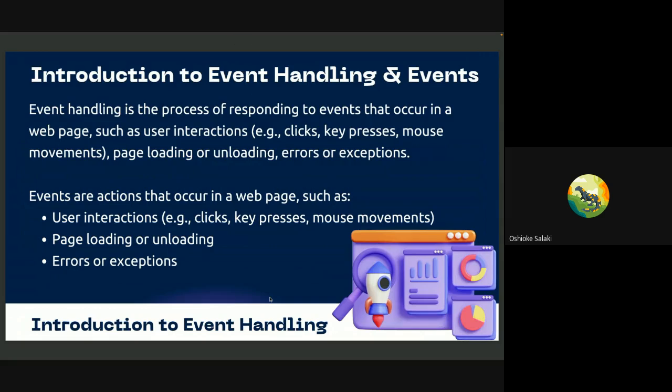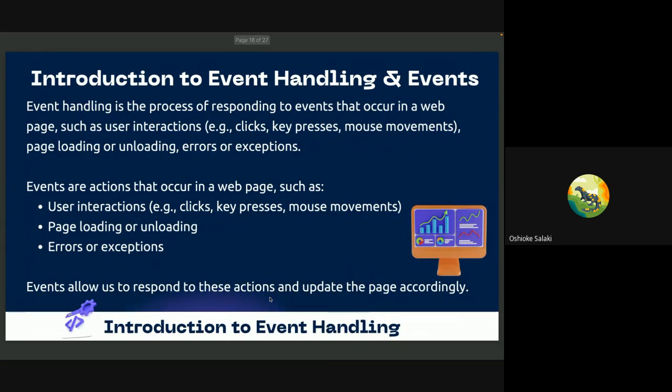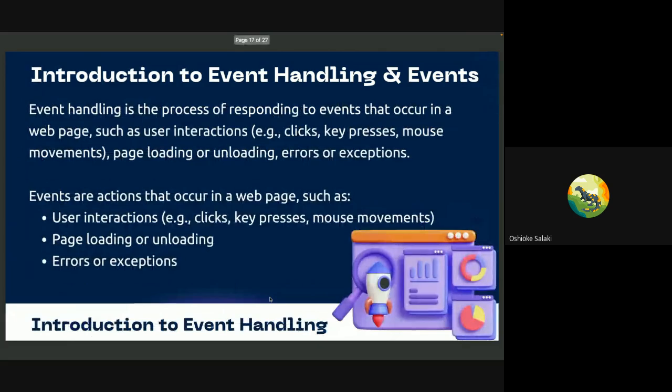The next thing we're going to be looking at is event handling and events. What is event handling? Event handling is the process of responding to events that occur in a web page, such as user interactions like clicks, key presses, mouse movements, page loading or page unloading, errors or exceptions. So events are actions that occur on a web page, such as user interactions, page loading or unloading, errors or exceptions.